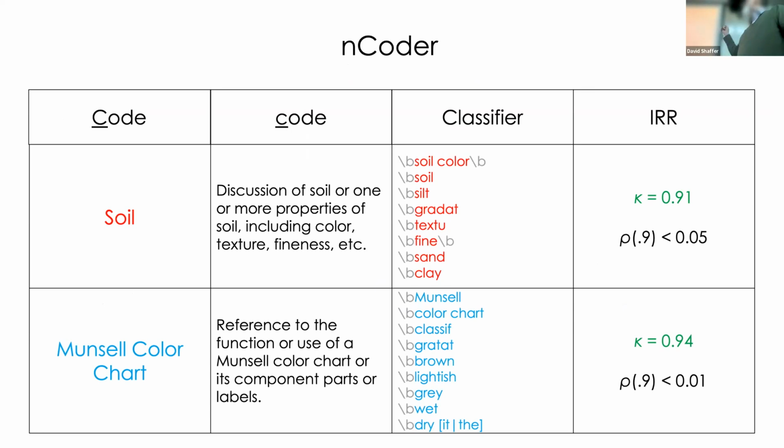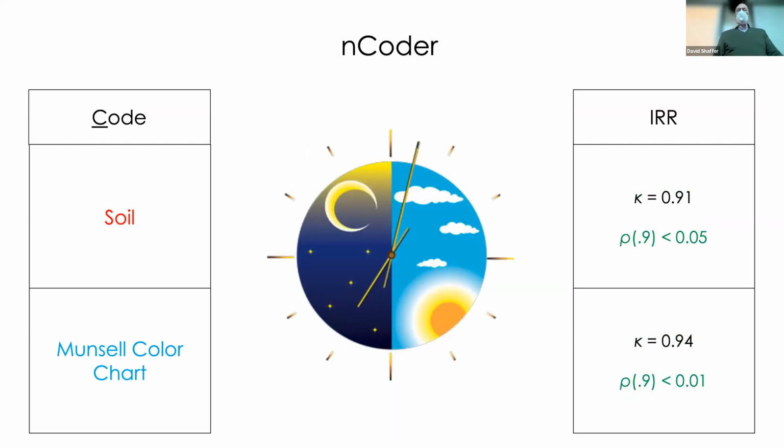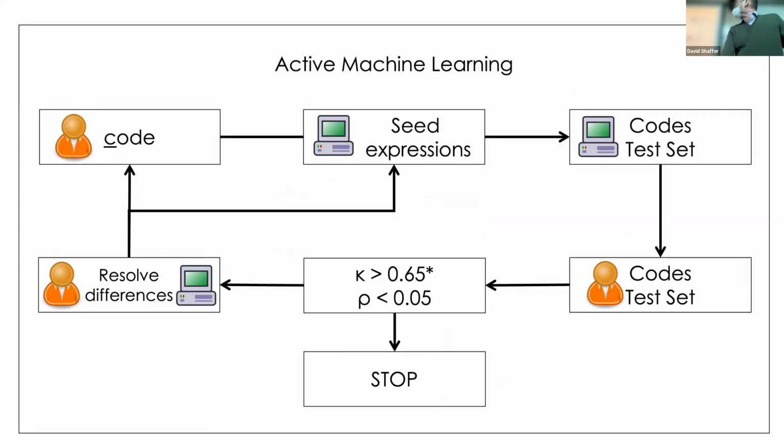We get very high kappas that are statistically significant, and we do it in way less time. Total amount of excerpts coded, if it's anything but the most complicated code, is usually less than 1,000, sometimes less than 500. It's an incredibly efficient process. And it's efficient because it's a process of active machine learning.